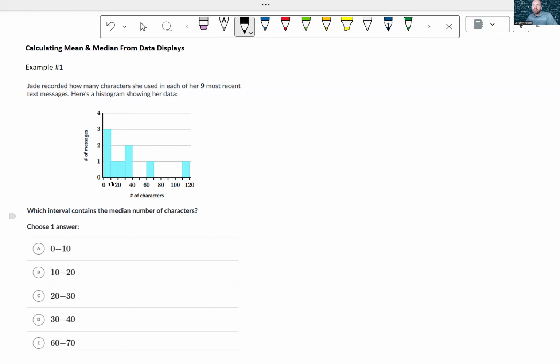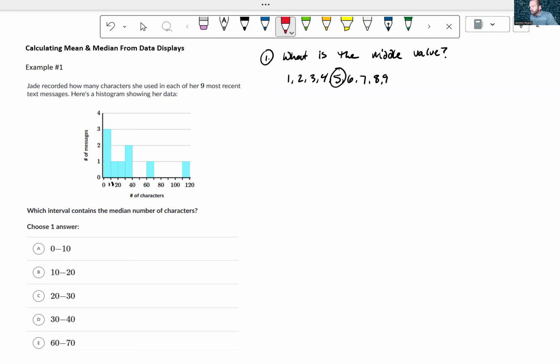There are 9 values total, so first we have to figure out what the middle of 9 is. What is the middle value going to be? If we list out 1 through 9 in sequential order, we have 1, 2, 3, 4, 5, 6, 7, 8, 9. Now we're looking for the median of that, which is the middle number. I was able to eyeball that and find the middle number.